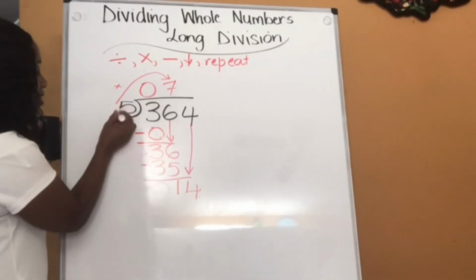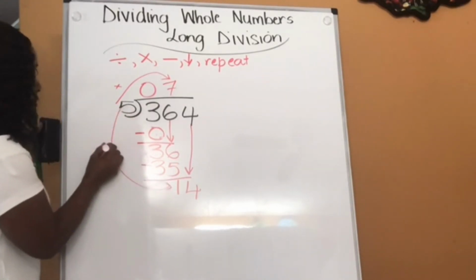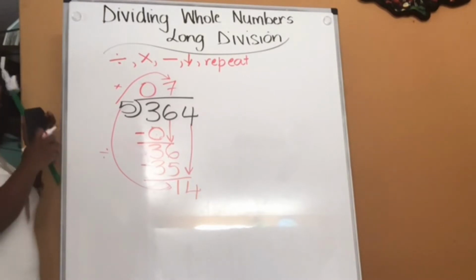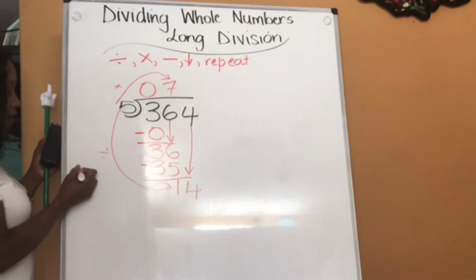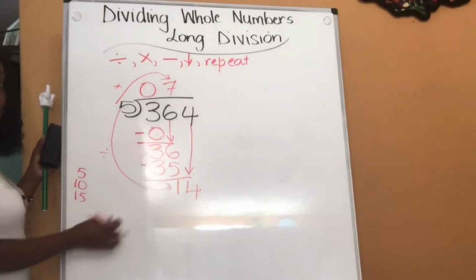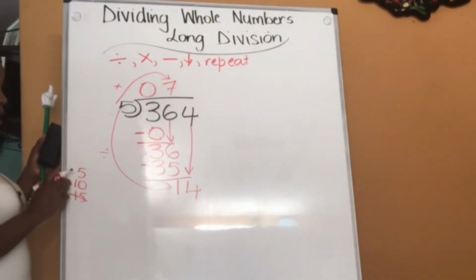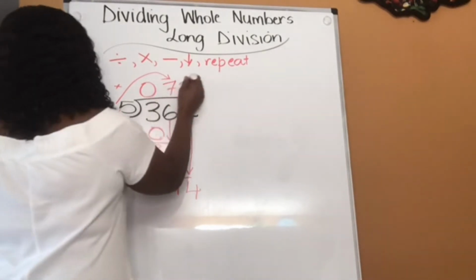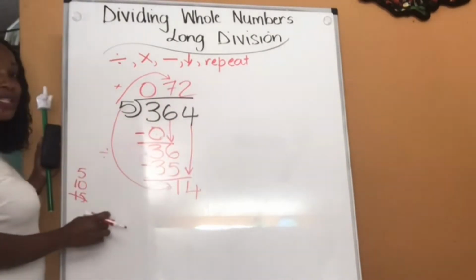It's how many sets of 5 can I get from 14? So I'm going to skip count. 5, 10, 15. I'm past 14, so I've gone too far. I'm going to have to use 10. So 1, 2. So I got 2 sets of 5 from 14.